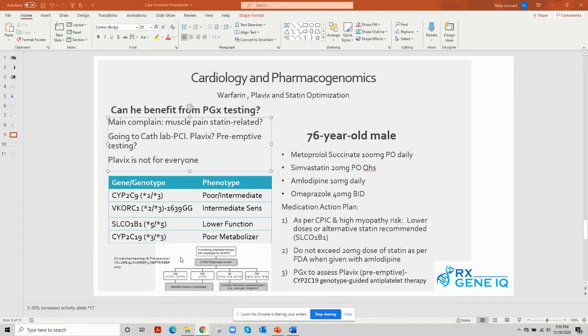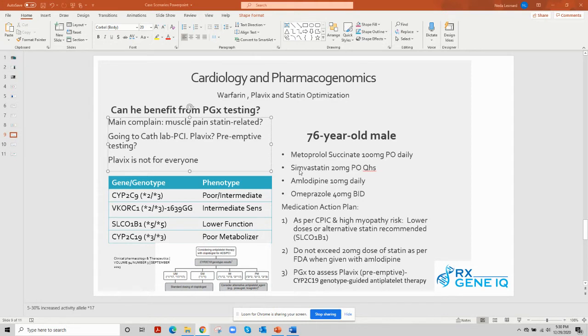And as per CPIC guidelines for patients with a poor metabolizing genotype, the recommendation is to use an alternative antiplatelet agent such as prasugrel. So the answer to this question is that we realize that Plavix is not a good agent or a good medication for this patient to use post-PCI.